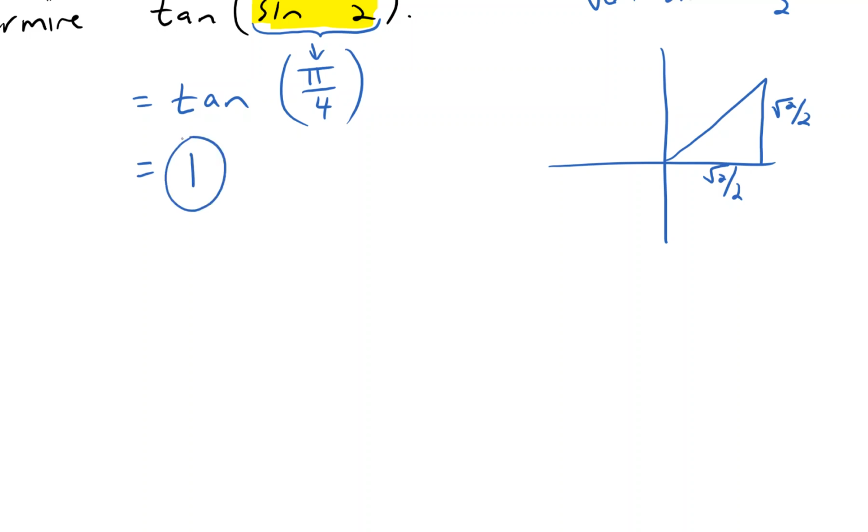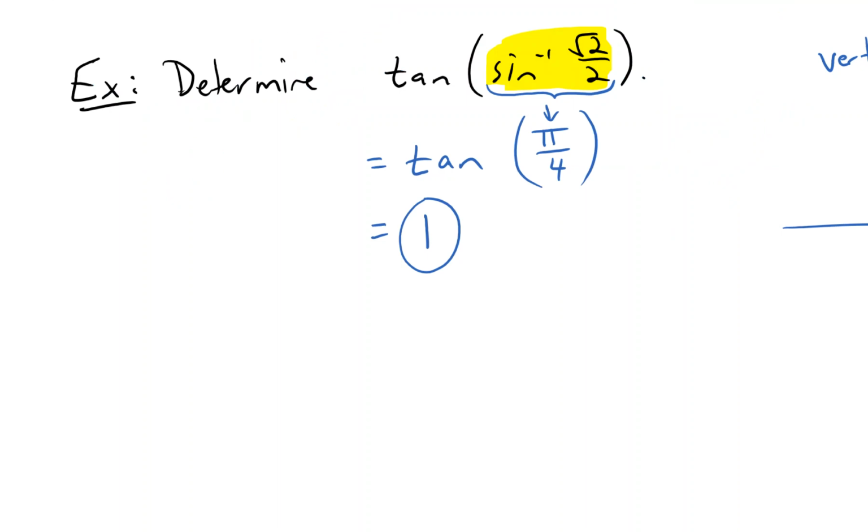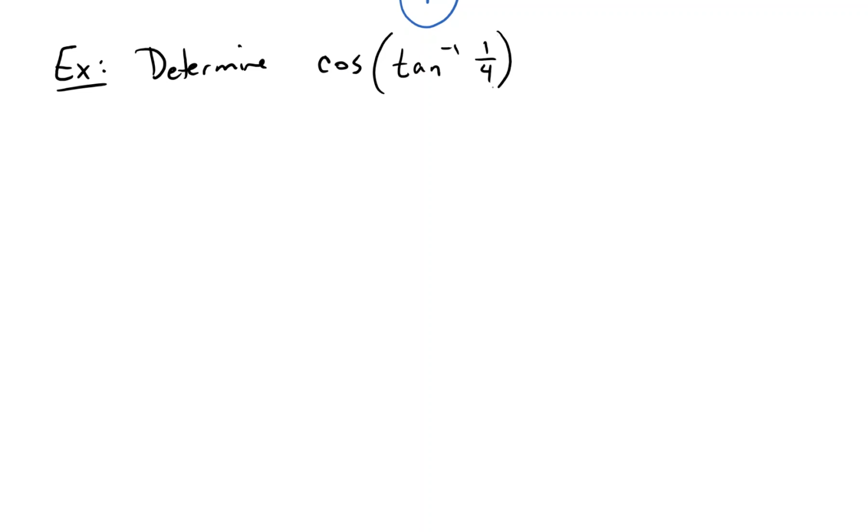All right. Let's do another example. Determine the cosine of tan inverse of 1/4. Okay. So we start with tan inverse of 1/4.